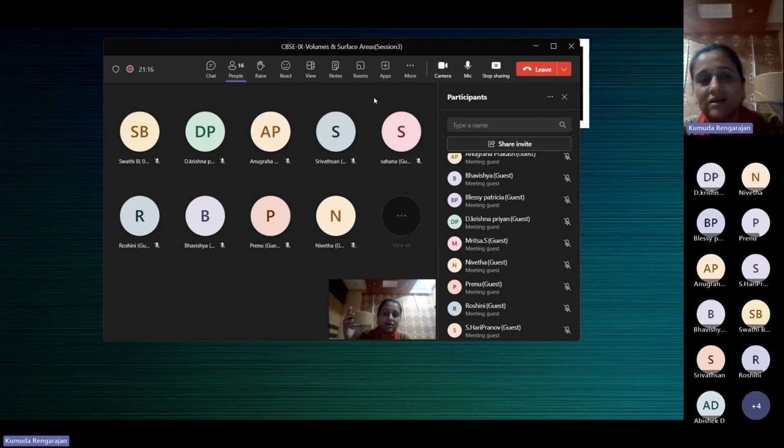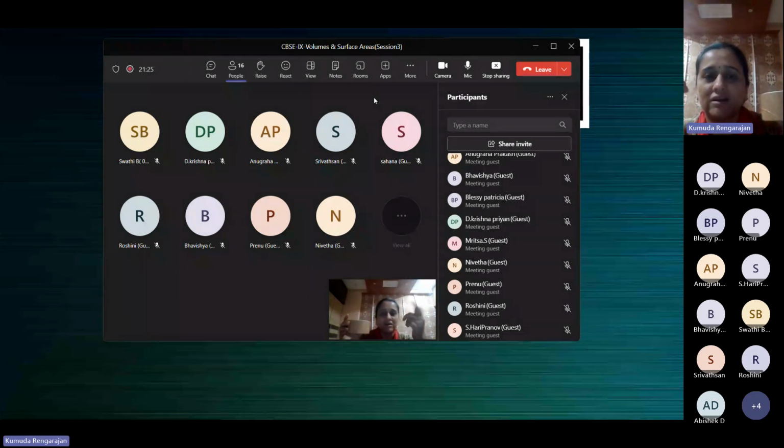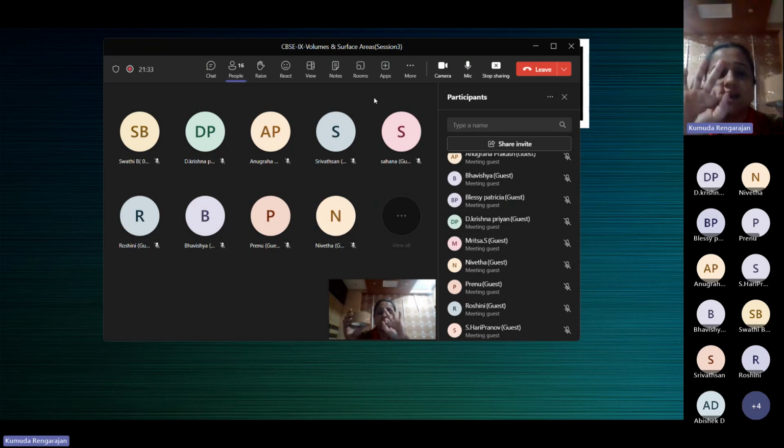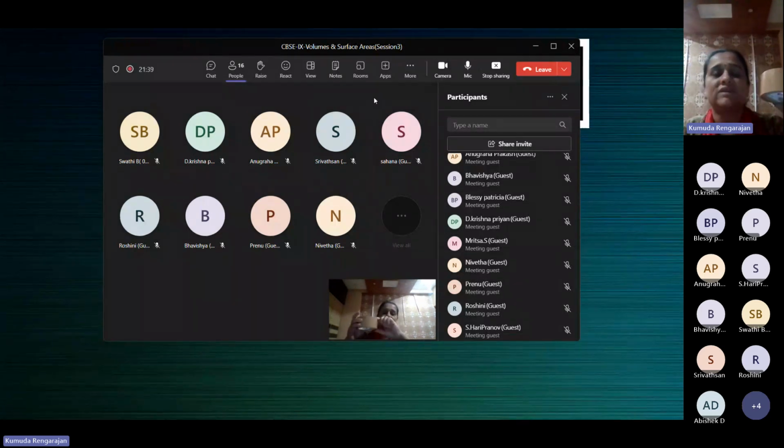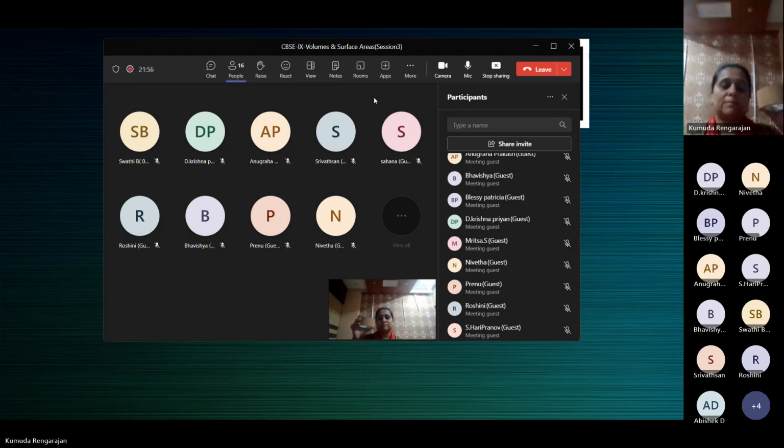Okay, so for a hollow cylinder, we need three values. Normally for a cylinder, we need only two values, radius and height. Now for this hollow cylinder, we need three values: one inner radius, one outer radius, and height or the thickness. So now let's understand the formula to find the volume, the curved surface area, and the total surface area of a hollow cylinder.